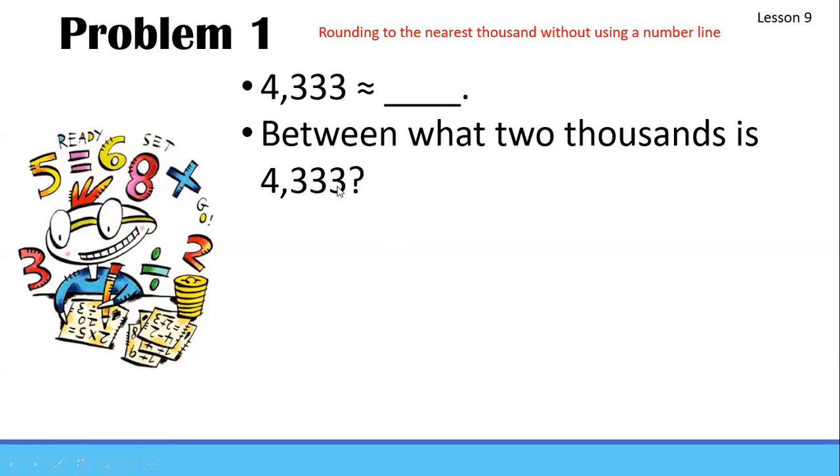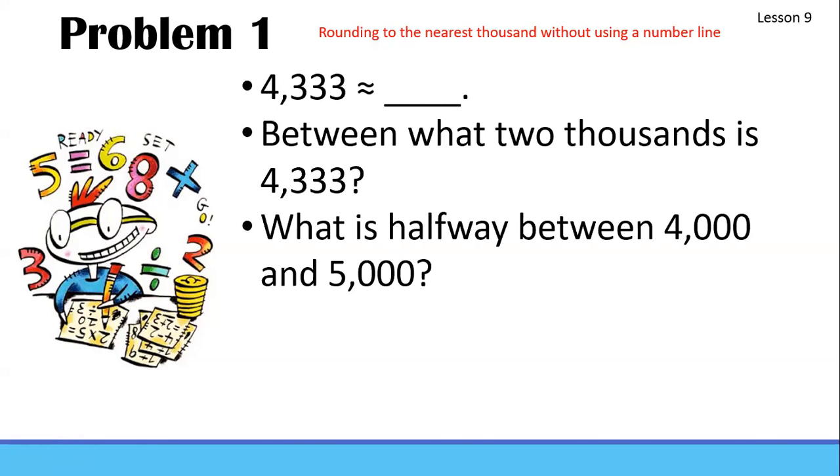We have ones, tens, hundreds, thousands. So this 4 will have two choices. Either it could stay the same, so that 4 will stay a 4, or it can go up 1. So that means that 4 can become a 5. Our two choices for our answer will be 4,000 or 5,000.